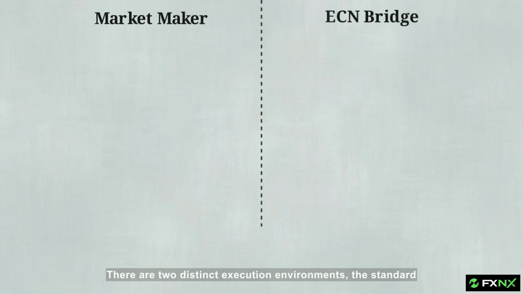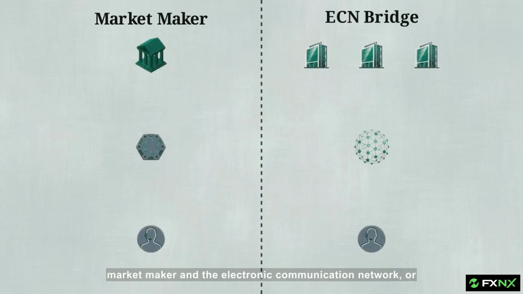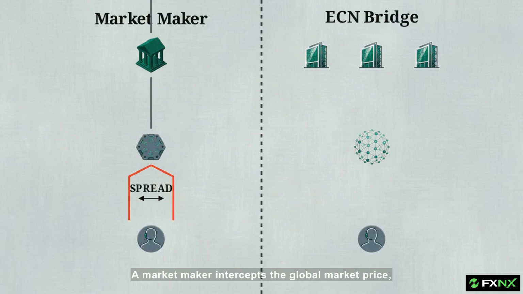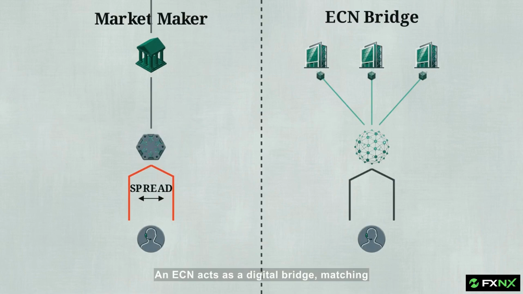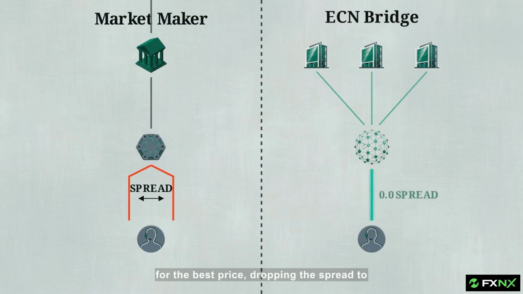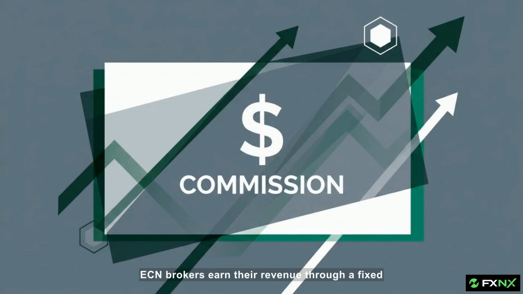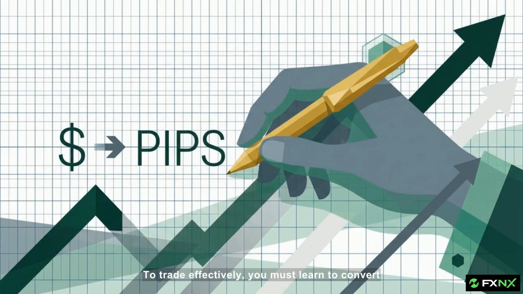There are two distinct execution environments: the standard market maker and the electronic communication network, or ECN. A market maker intercepts the global market price, widening the bid-ask gap to ensure their profit. An ECN acts as a digital bridge, matching your order directly with Tier 1 banks competing for the best price, dropping the spread to absolute zero. ECN brokers earn their revenue through a fixed dollar commission rather than a spread. To trade effectively, you must learn to convert that dollar amount back into pips to find your true break-even point.